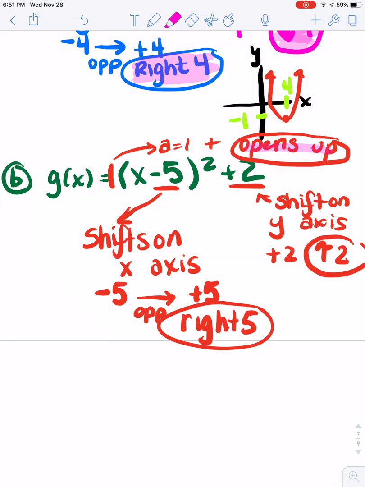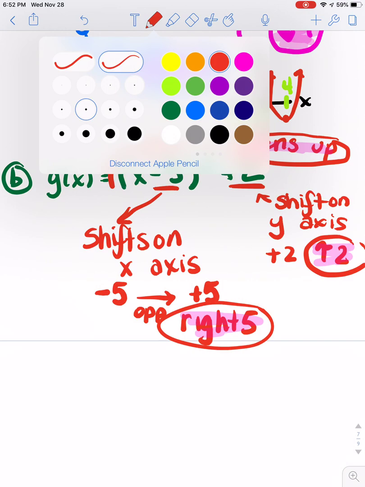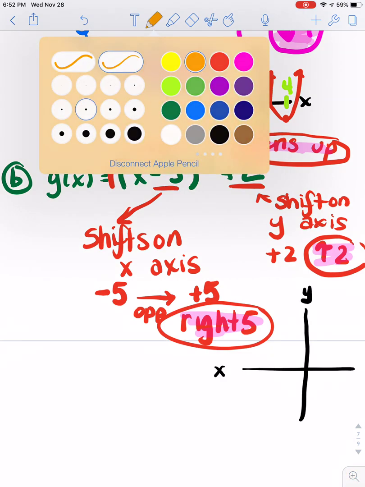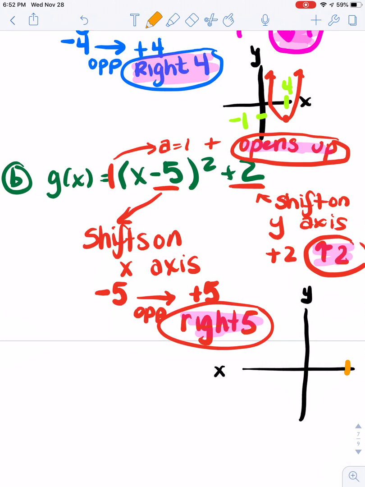So I'm going to take these 3 pieces here, and I'm going to put them together to kind of make a sketch. So here is my x and y axis. I have to go to the right 5, and I have to go up 2. Let me put this 5 underneath here. So I'm going to go where those two come together, which is right there. There's my vertex. And then it's going to open up.